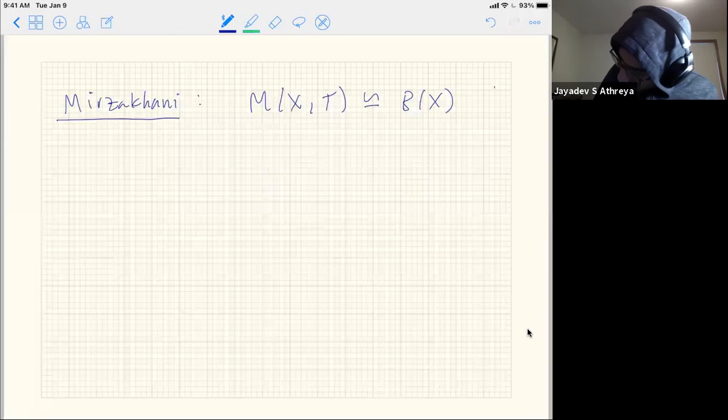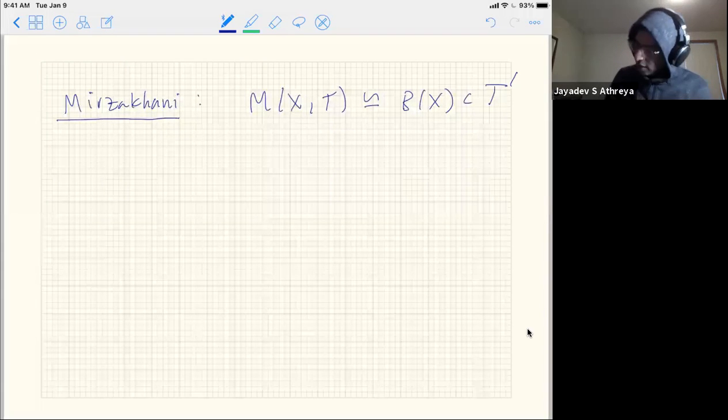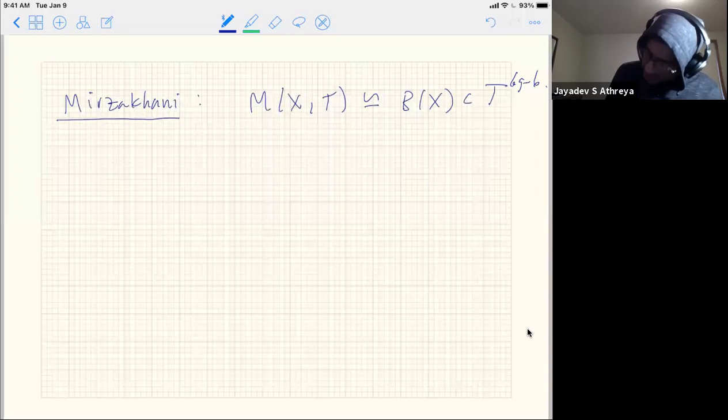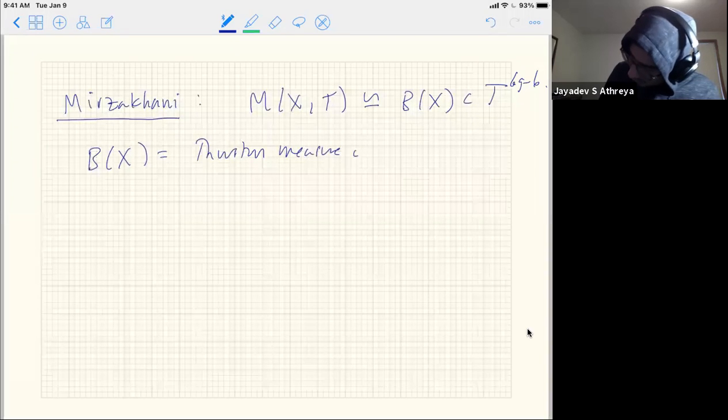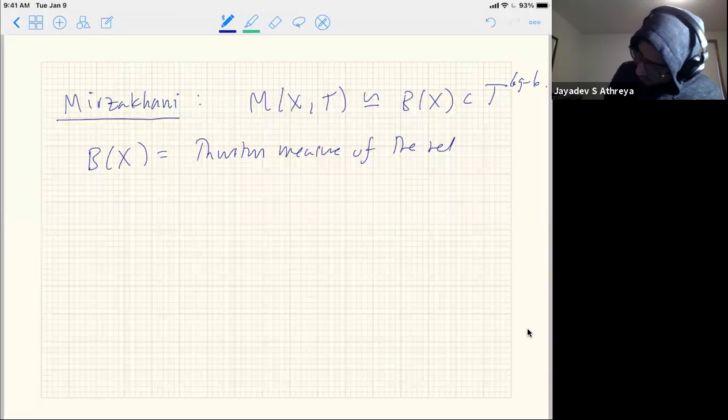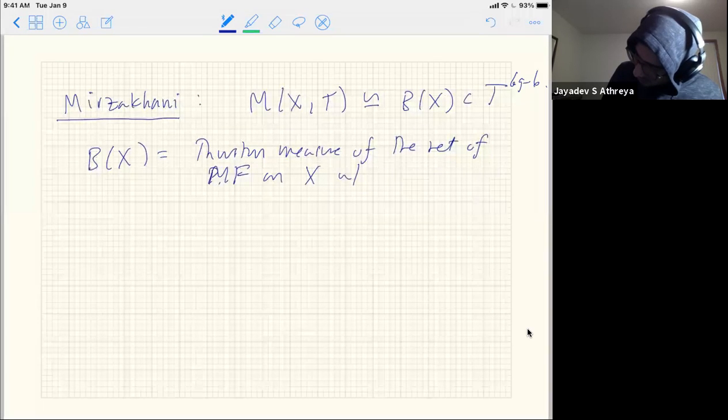Other constants that don't depend on x. And then there's this t to the 6g minus 6 factor. What is this b of x? This b of x is actually the Thurston measure of the set of measured foliations on the surface X with length on X less than or equal to 1.